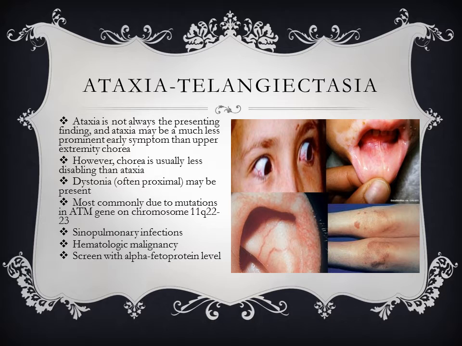11q22-23. They often have significant sinopulmonary infections and can have hematologic malignancies as well, and the screening test for this disorder is an alpha-fetoprotein level. As you can see in these pictures, this individual has telangiectasias in the eyes, in the mucosa of the mouth, on the ears, as well as on the skin.